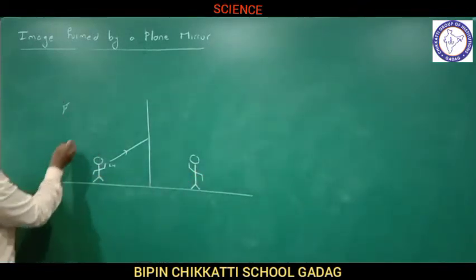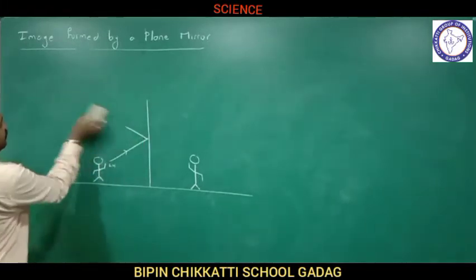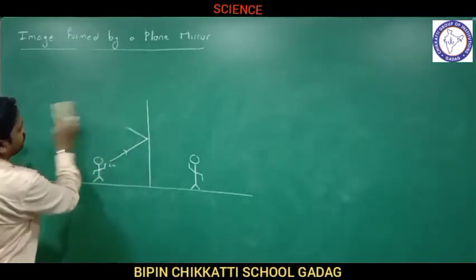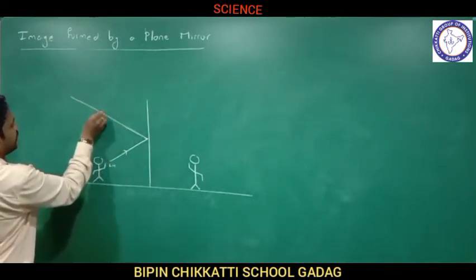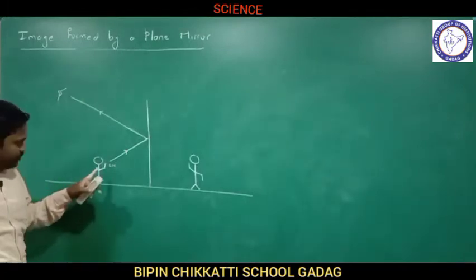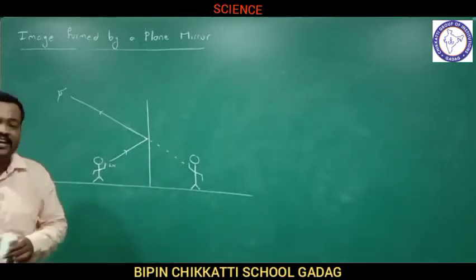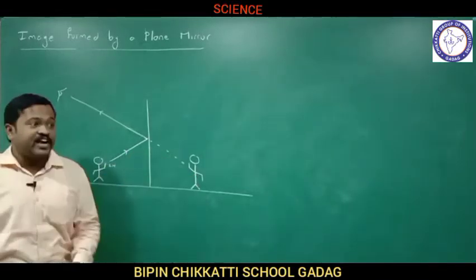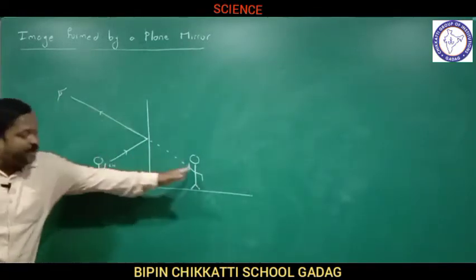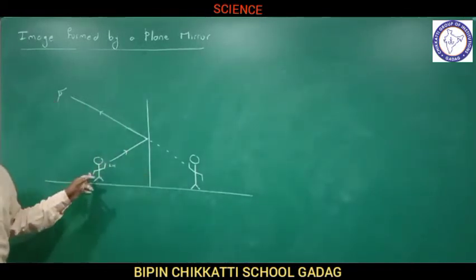If you are seeing from here, actually this gets reflected here. For example, let me consider this ray is reflected according to the law of reflection. According to the law of reflection, this light ray is reflected, and you can see that this ray appears to come from this point. That is why you can see the image of this person. If you are standing, you can see both the object as well as the image. And how can we see the image? The light ray appears to come from this point, so this is the image of this object.